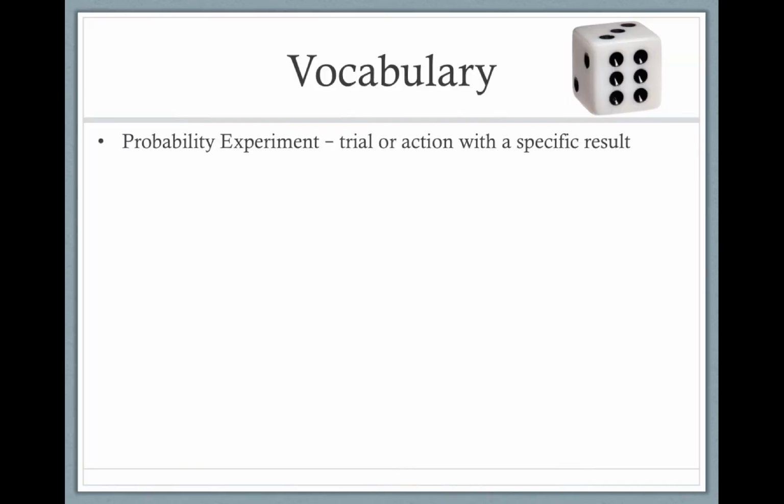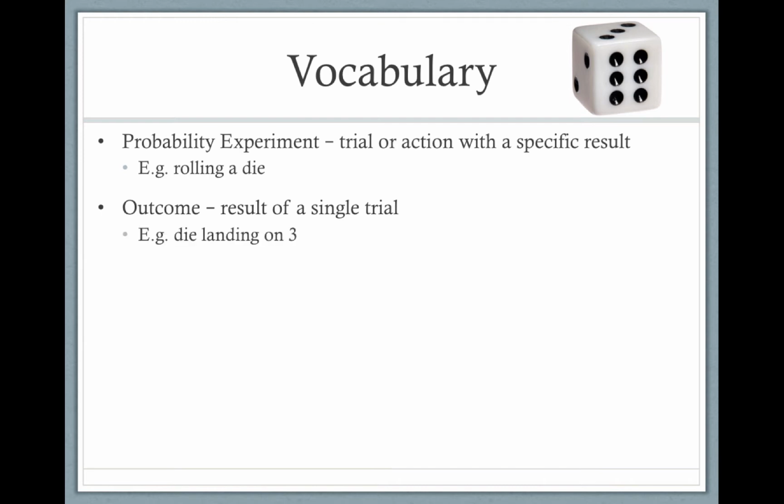Okay, so we want to begin with a probability experiment. All right, so a probability experiment is a trial or action with a specific result. Okay, so a perfect example would be rolling a die. All right, the outcome is the result of a single trial. Okay, so you roll the die and it lands on a 3. That would be an example. The 3 would be an outcome.